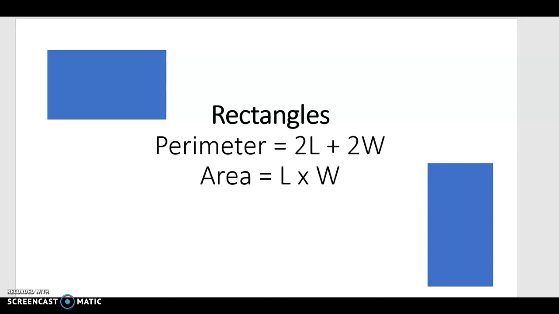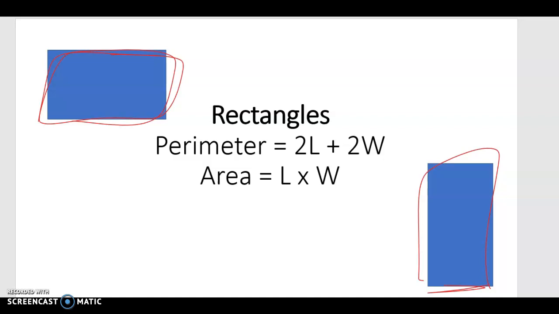Let's talk rectangles. This video is going to focus on perimeter and area of rectangles. One thing I want to point out, because we as humans get into routines and like things to always be the same: remember that rectangles can be sitting long ways down or short ways. So it doesn't matter which way you go.